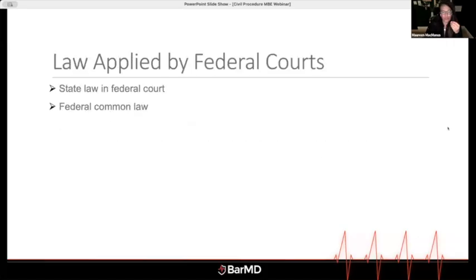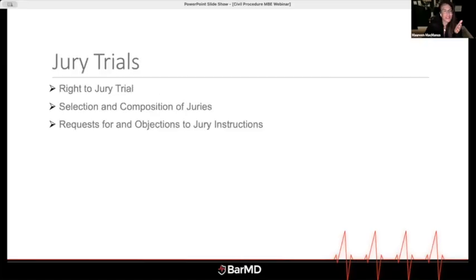Okay, and then we're going to get into the non-heavy hitter topics. Law applied by federal court: state law in federal court and federal common law. This is a lot of your Erie doctrine, Klaxon doctrine. These questions are really tricky. A lot of people really mix these up. We're going to see one of them this evening. Jury trials also come up.